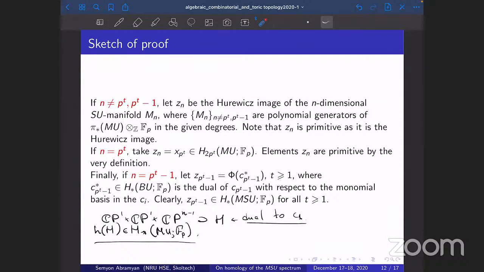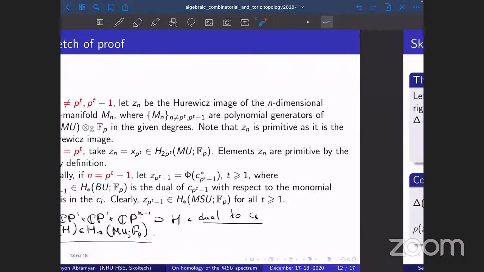So first of all, clearly we have that this element lies in the homology of MSU, because here n is greater than 1. And it is clear that z_n in this case also lies in the homology of MSU, because we have taken the dual to the first Chern class, and this is an SU manifold.